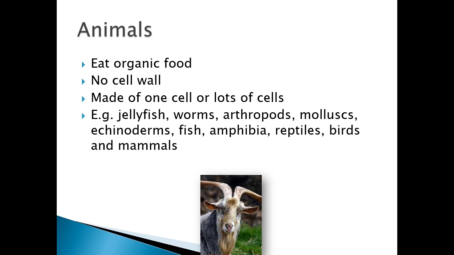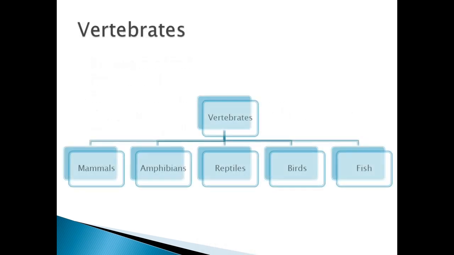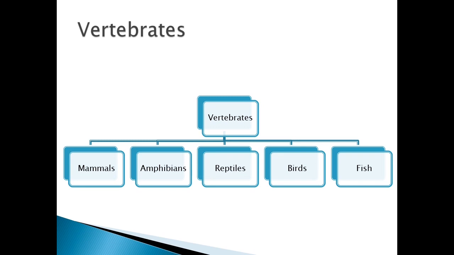Now what we can do is divide our animals up into vertebrates, which have a backbone, and invertebrates like our starfish, which of course don't have a backbone. So let's concentrate now more on the vertebrates. Again, we can divide these into different groups. We've got our mammals, our amphibians, our reptiles, our birds, and our fish. Now, I know you already know quite a bit about these different groups, but I'm just going to revise some of them with you.